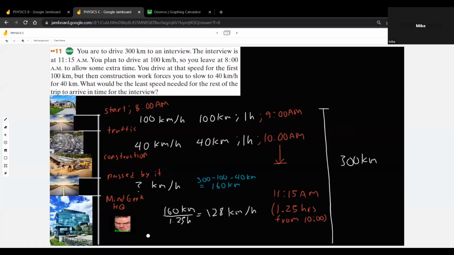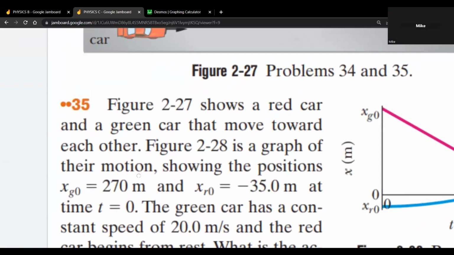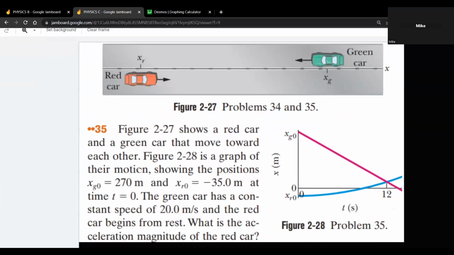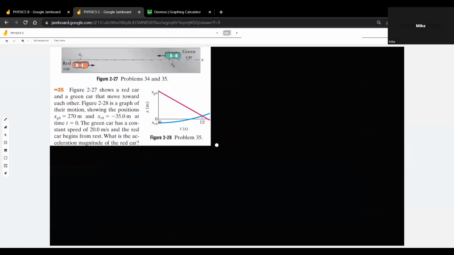So, stop sharing muna ako. Okay. So, number 35. Teka. Kunin ko lang yung question para may file ako. So, number 35. Ito yung mga graphical interpretation.